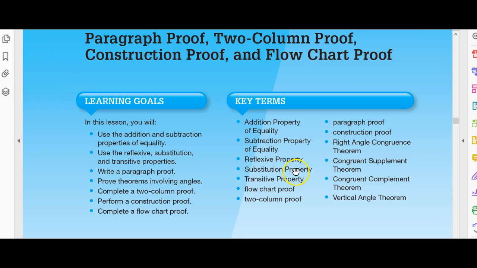Okay, next we have the substitution property. For the substitution property, think about a substitute teacher, okay? If the teacher's out and I put in a substitute teacher that's equal, then you'll have the same exact educational experience. Now, I don't know if that's always the case. I hope that our substitute teachers are just as good as I am. But in case they're not, this is how you would use the substitution property.